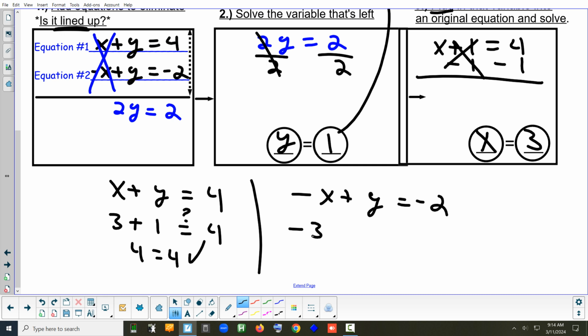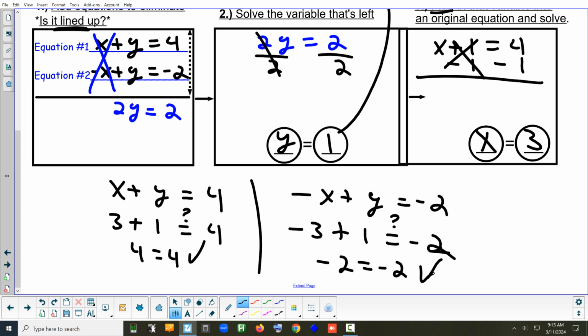So we have negative, and then fill in 3. And what did we get for y? 1. And we're going to see if those numbers add up to negative 2. Okay. What's negative 3 plus 1? Negative 2. Yep. And now you work on that side as well. So we know that those answers are right because we checked them. Any question on that?